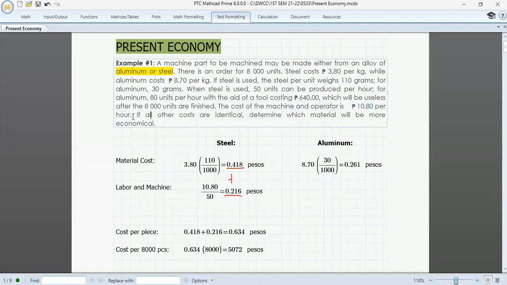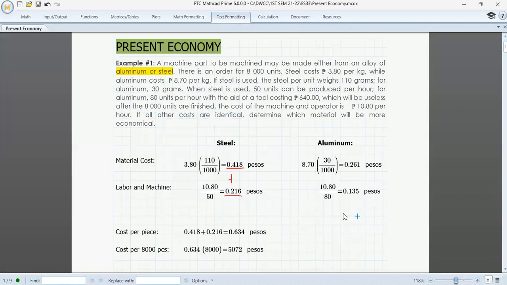Kasi ang sabi pa dito, if all other costs are identical, ibig sabihin, parehong gagastusin kay steel, parehong gagastusin kay aluminum. Okay? Ano lang ang magbabago sa labor and machine natin? Kung kanina, kay steel, nakakapag-produce tayo ng 50 units, kapag aluminum naman, makakapag-produce tayo ng 80 units. So, mababago yung denominator natin. Okay? Halip na ito ay 50, gagawin natin 80. And that will give us 0.135 pesos.